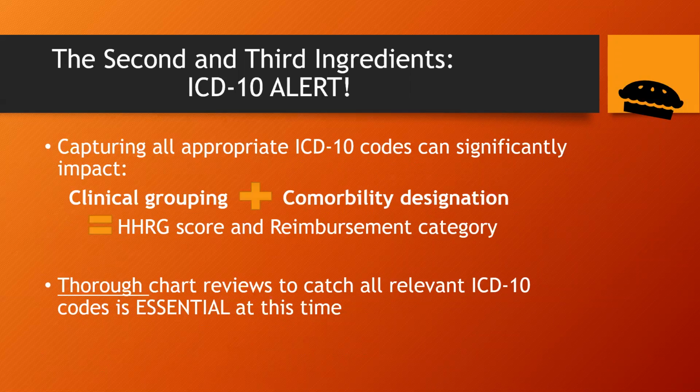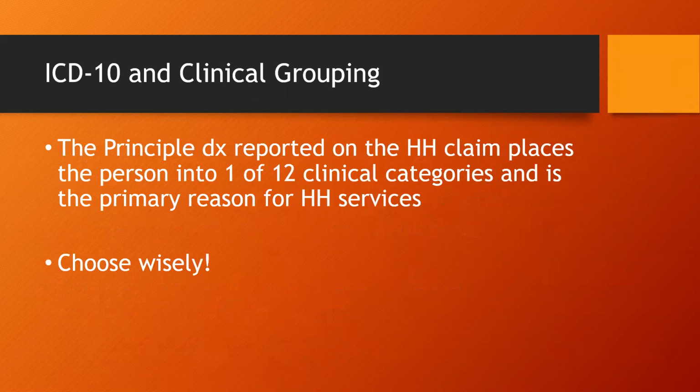So those are both going to factor into the HERC score and therefore the reimbursement category. We want to make sure we're doing very thorough chart reviews so that we capture all relevant ICD-10 codes. It's going to be so important at this time because half of our recipe, clinical grouping and comorbidity, makes up half of our recipe for that HERC score. So we've got to get it straight. We've got to get it right.